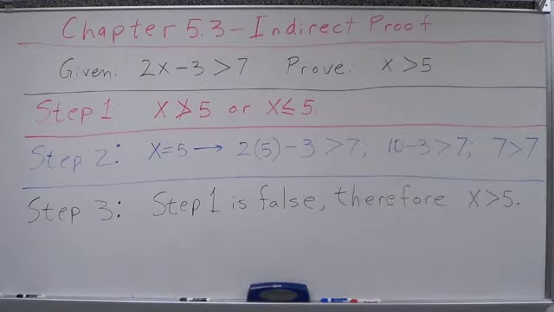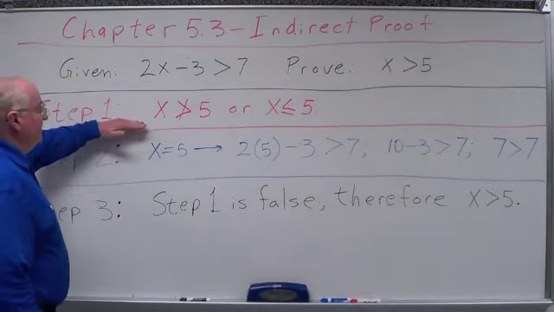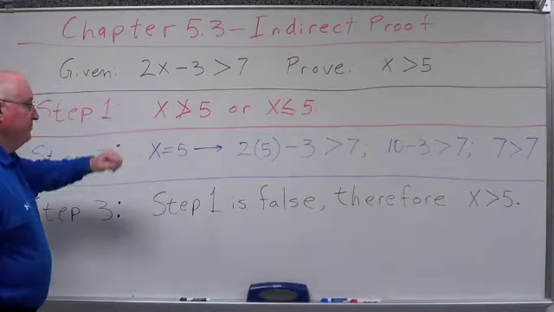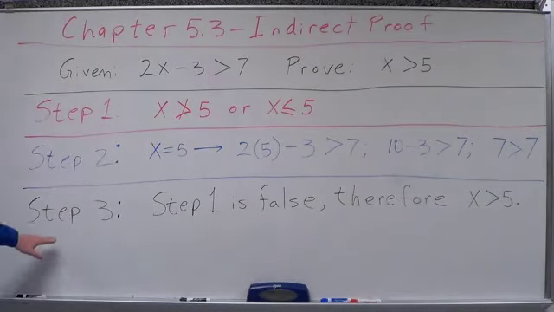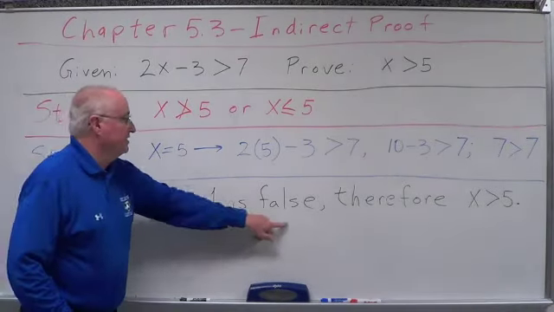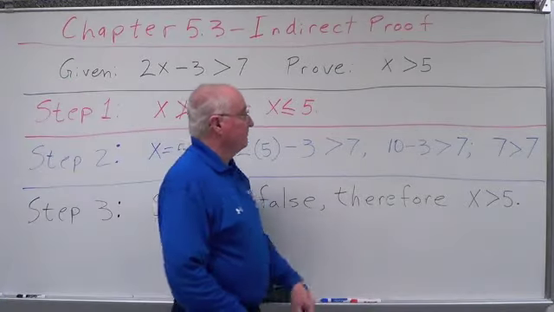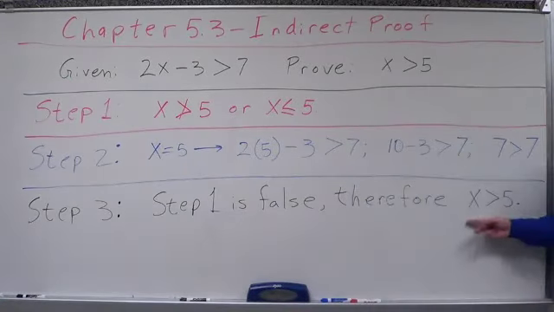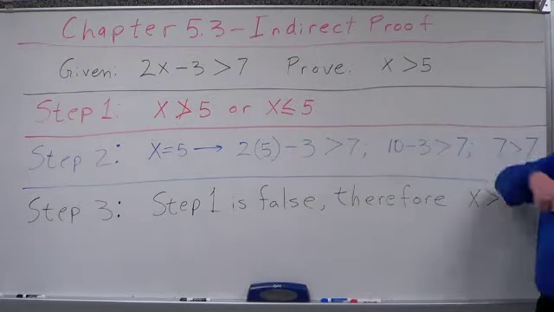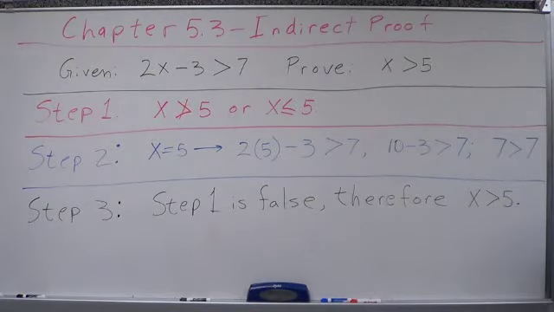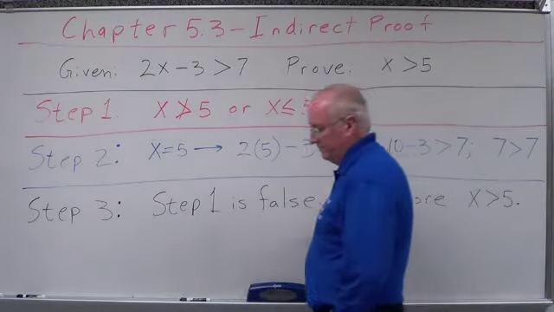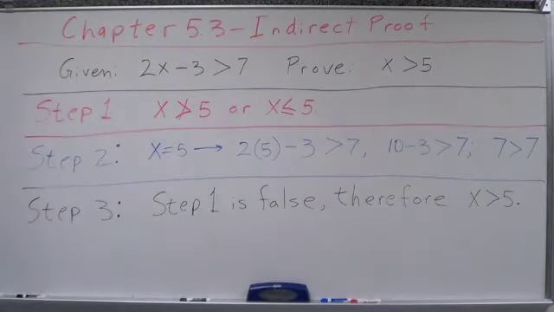Okay? So step 2 simply proves that the assumption we made about the conclusion in step 1 is false. Therefore, in step 3, step 1 is false. Therefore, the original conclusion must be true. X must be greater than 5. Okay? Very simple algebraic proof of an inequality using indirect proof.